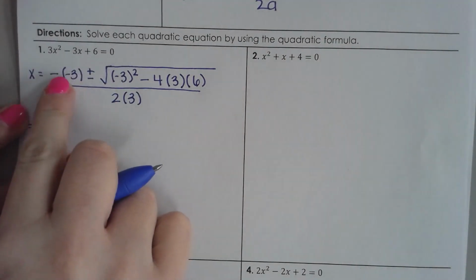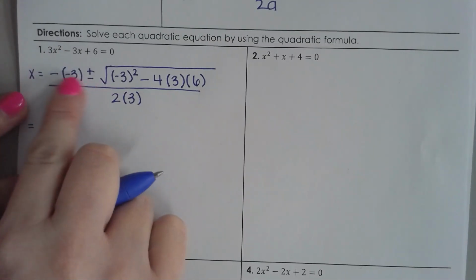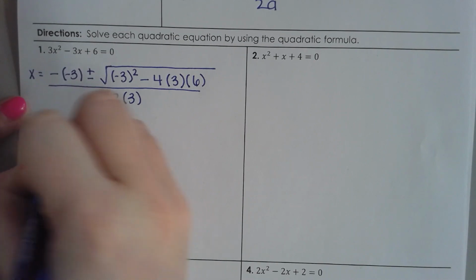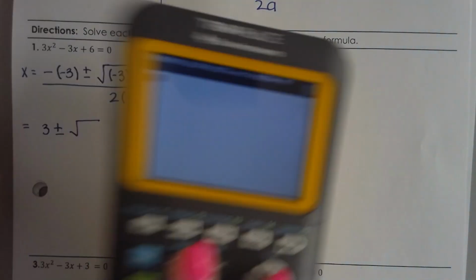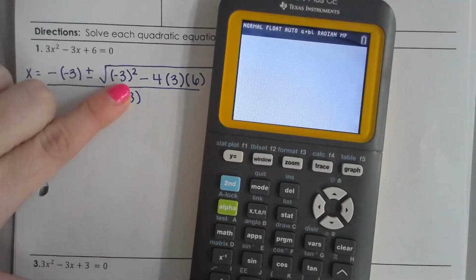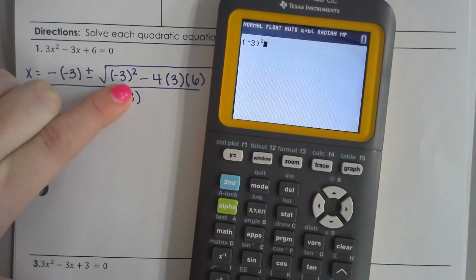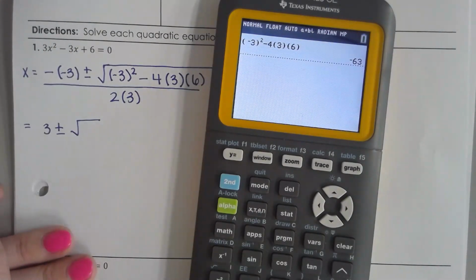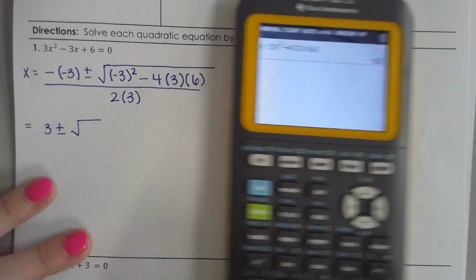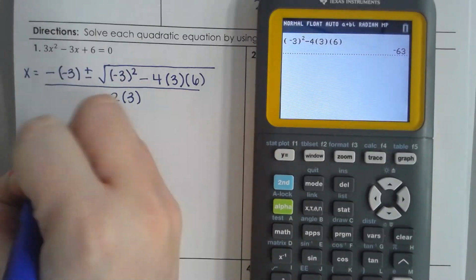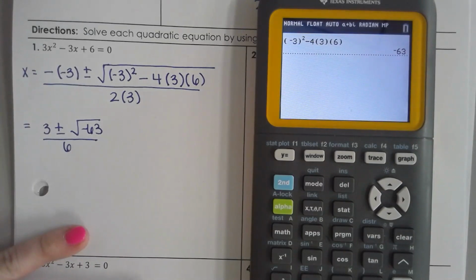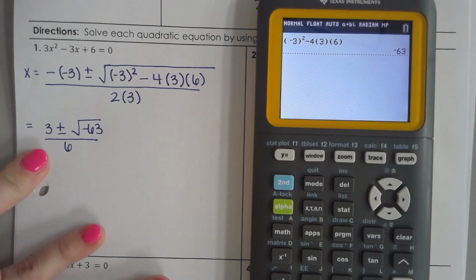Now, this next step, I can go ahead and make this a positive 3. A double negative right here is a positive. So 3 plus or minus the square root. And I've got to figure out what that number is. That's my discriminant. And I get negative 63 all over 6. Are there any questions on how I got to this step in particular?